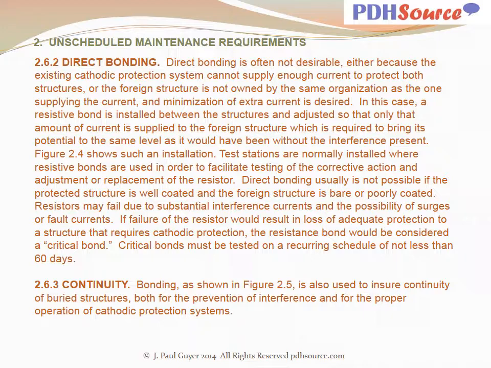If failure of the resistor would result in loss of adequate protection to a structure that requires cathodic protection, the resistance bond would be considered a critical bond. Critical bonds must be tested on a recurring schedule of not less than 60 days. With regard to continuity, bonding, as shown in Figure 2.5, is also used to ensure continuity of buried structures, both for the prevention of interference and for proper operation of cathodic protection systems.